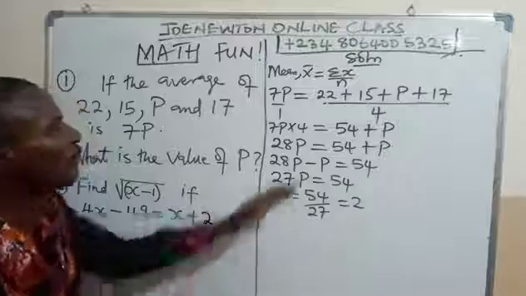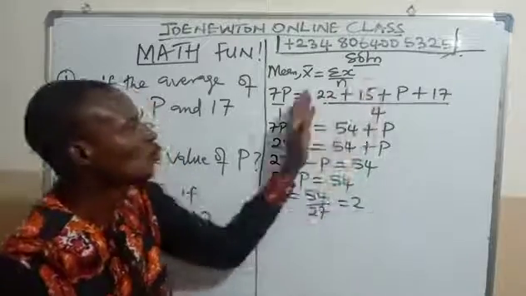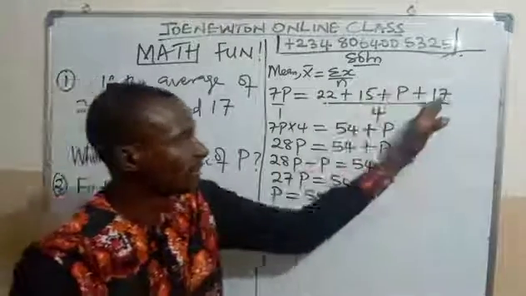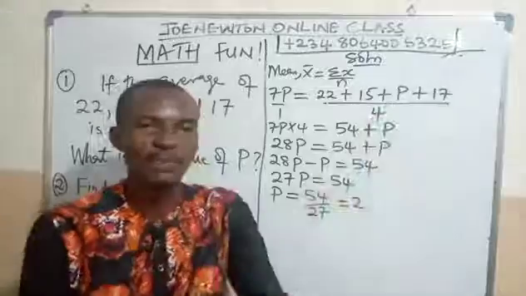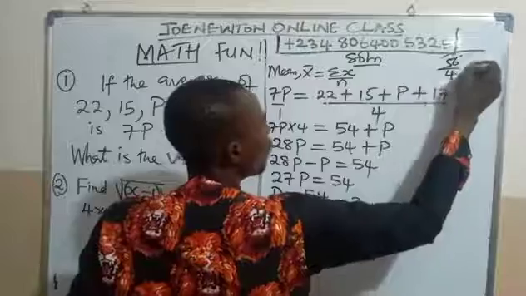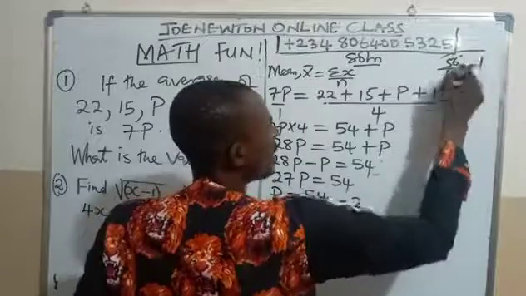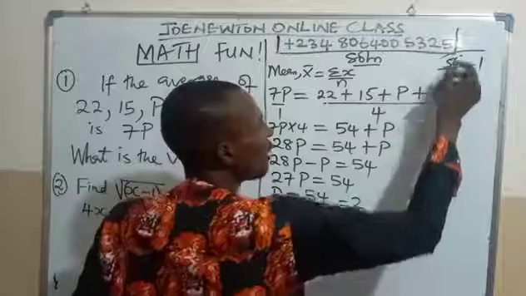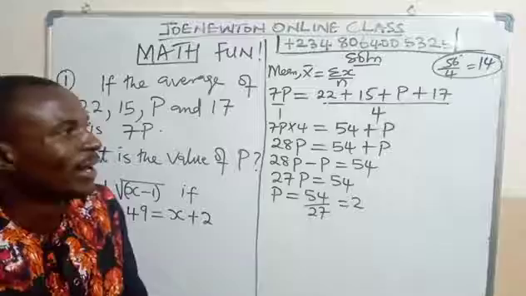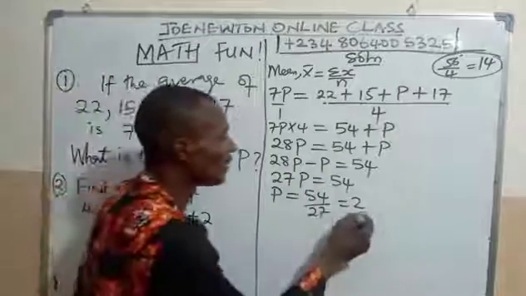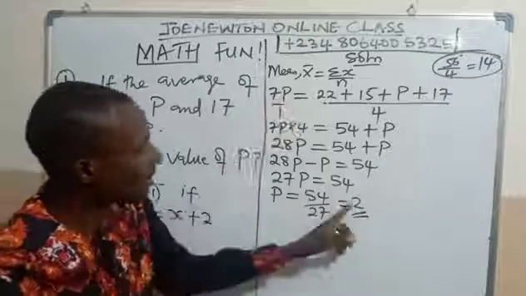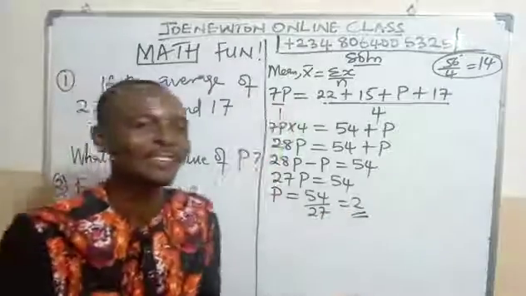Such that if you substitute it here, you will notice that 22 plus 15 is 37, 37 plus 17 is 54, plus 2 will give you 56. And you will check that 56 divided by 4 is 14. We are checking the validity of the answer, 14. Now, which is also equivalent to 7 times p, which is 2. 7 times 2 is also 14. So the answer is valid.